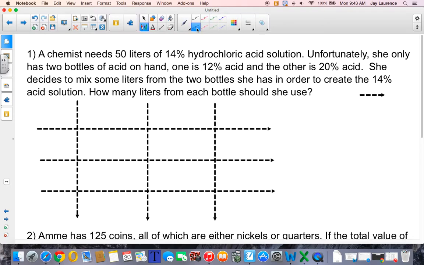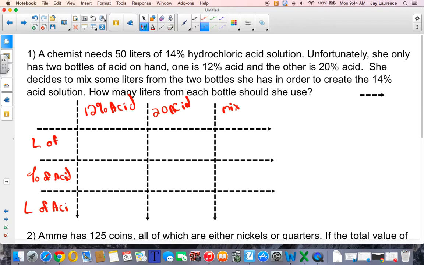All right, and so we're going to be talking about the 12% acid and then the 20% acid. And then this is going to be our mixture over here, right? The mixture. Okay, and this will be the liters. This will be the percent of acid. And this will be the liters of actual acid. And so it says we're going to mix some from both of these together. We don't know how much, so let's go with X liters of the 12% and Y liters of the 20%, and we're trying to create 50 liters in our mixture.